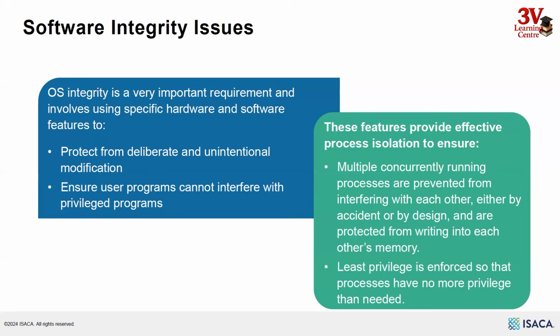Then these features provide effective process isolation. The feature that is being referred to here is the software integrity feature within the OS. It's to ensure that multiple concurrently running processes are prevented from interfering with each other either by accident or by design, and are protected from writing into each other's memory space.